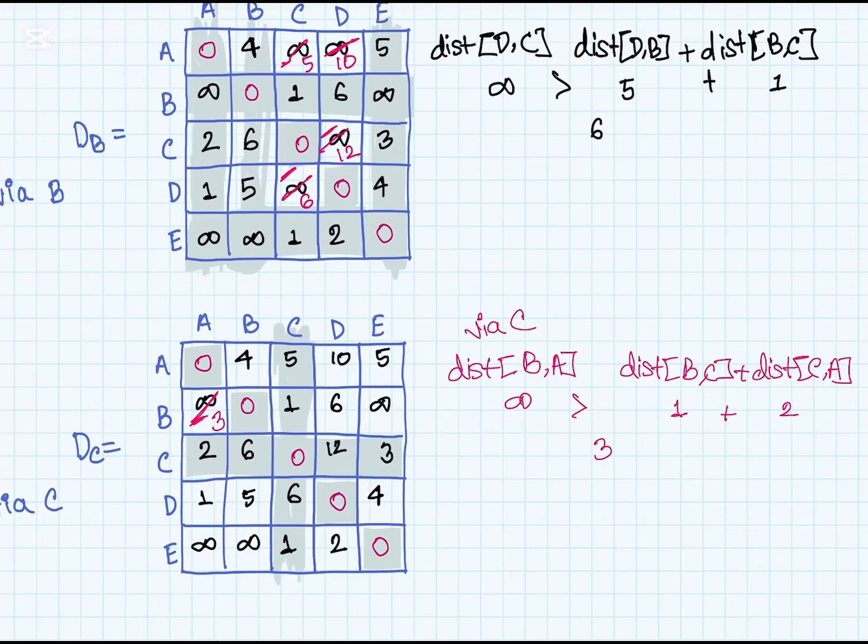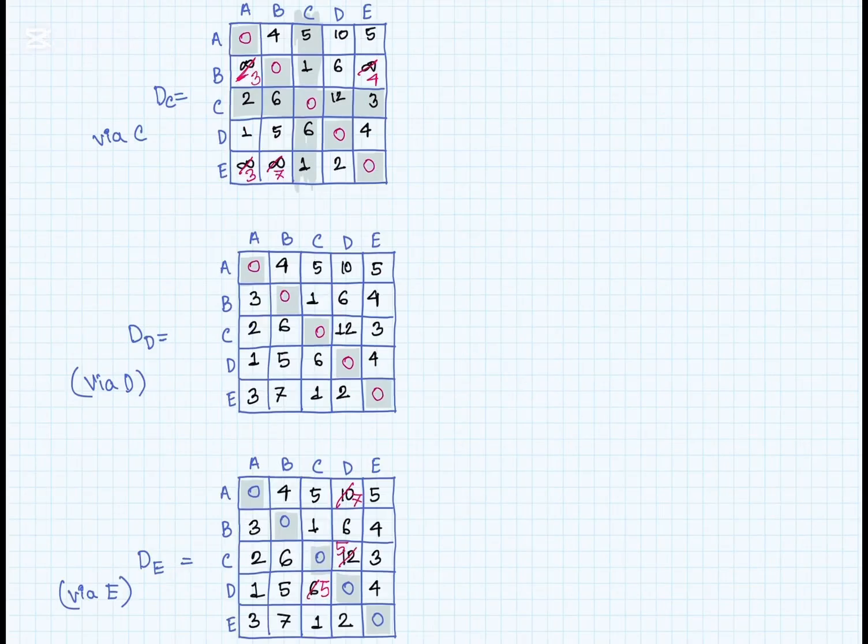I hope by now you have understood how this algorithm works. So I will be fast forwarding these calculations. So the matrix DE contains the final all pair shortest path distances, and this is exactly how the Bellman-Ford algorithm works.